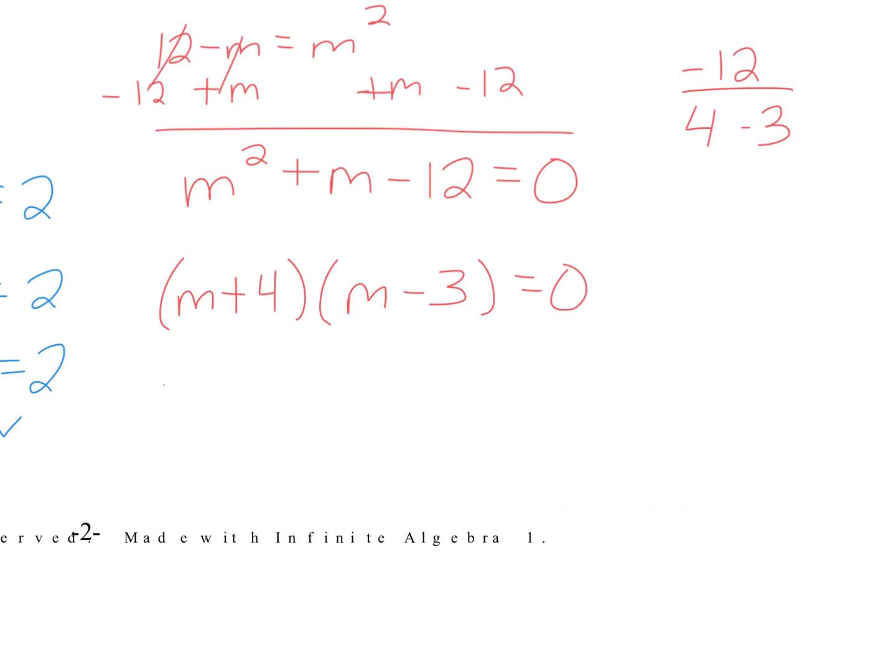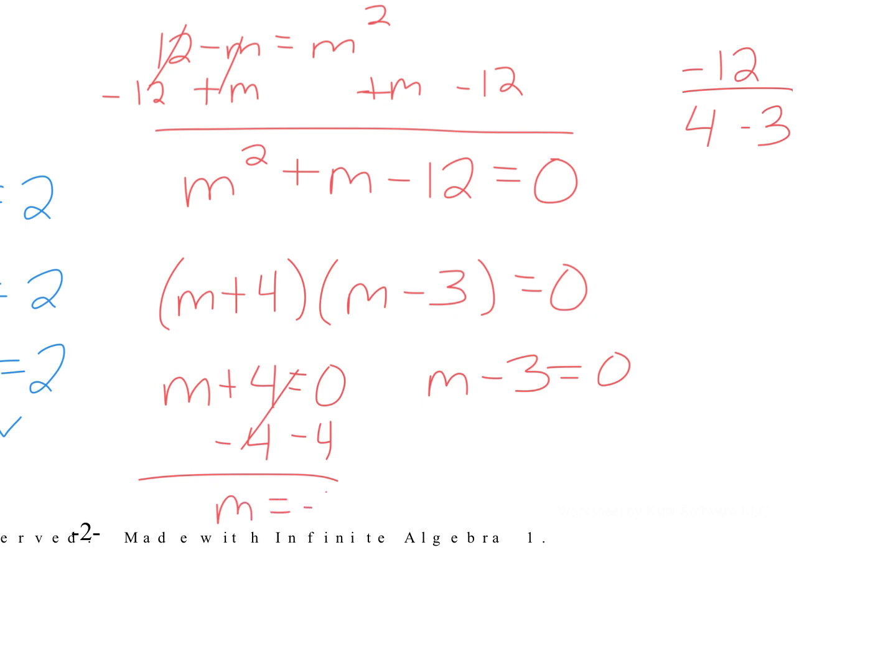Next step is to what? Treat them as their own. So we have m plus 4 equals 0 and m minus 3 equals 0. So then solve both of those equations. So you get m equals -4 and m equals 3. Can we be done? Why not? Yep, we have to check. Since we have two answers, we have to check which one is correct or if both are correct.